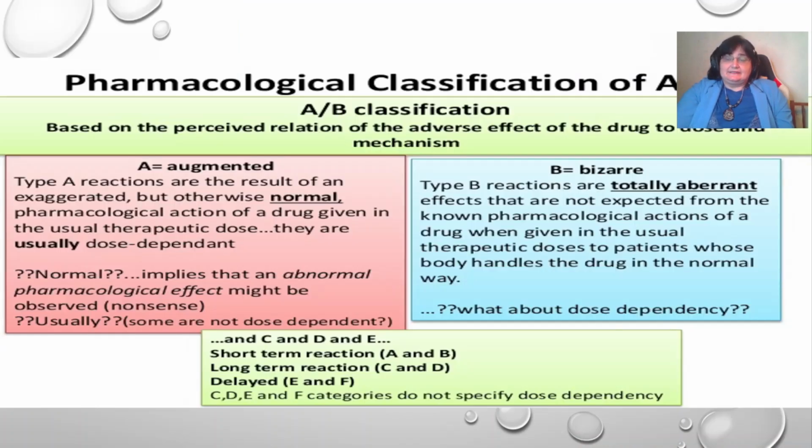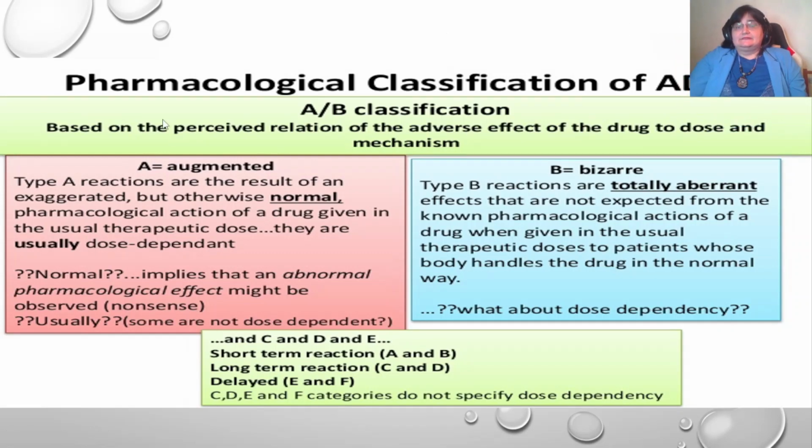We have discussed it in our last webinars concerning the IB classification, the pharmacological classification of adverse reactions. Today we will repeat it, because repetition is the mother of studies, and after it we will go ahead. The IB classification is based on the perceived relation of the adverse effect of the drug to dose and mechanism. Why will we repeat it in our webinar? For refreshing knowledge and terminology.